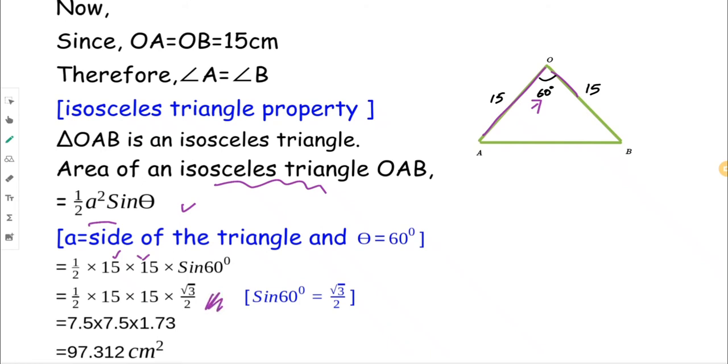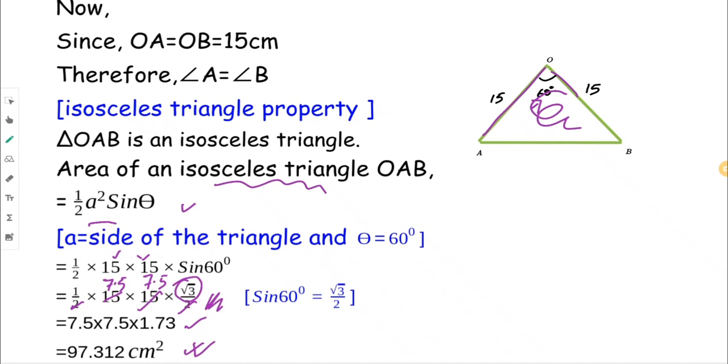Clear? All right, then I can divide this. 2 7s are 14, 2 5s are 10, same thing again, 2 7s are 14, then 2 5s are 10. And what is the value of root 3 that they have given to us? 1.73. Clear? So now when you multiply these three, 7.5 into 7.5 into 1.73, we're going to get the area of the triangle, that means this whole entire region, to be 97.3112.